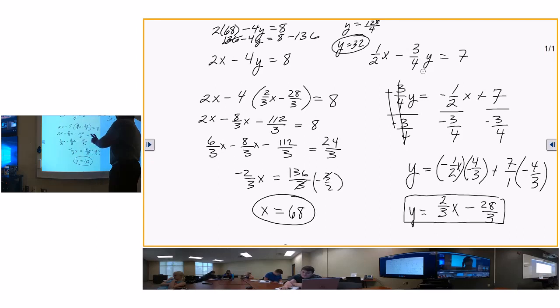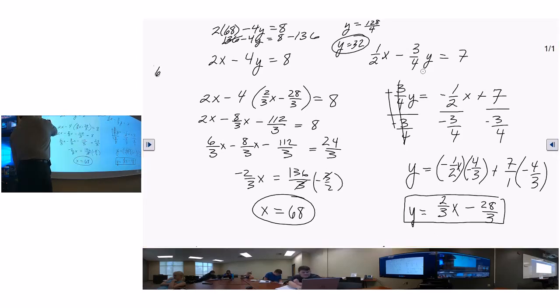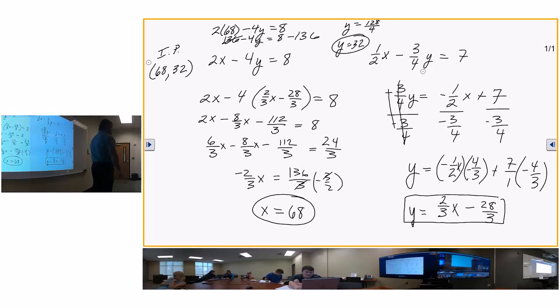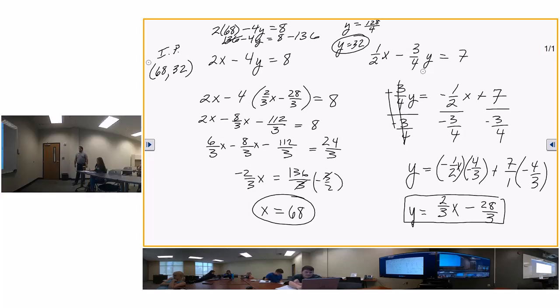So these two lines intersect at 68, comma, 32. That's your intersection point. Now I want you to do elimination. I'll erase that after everybody writes it down. We'll do elimination.